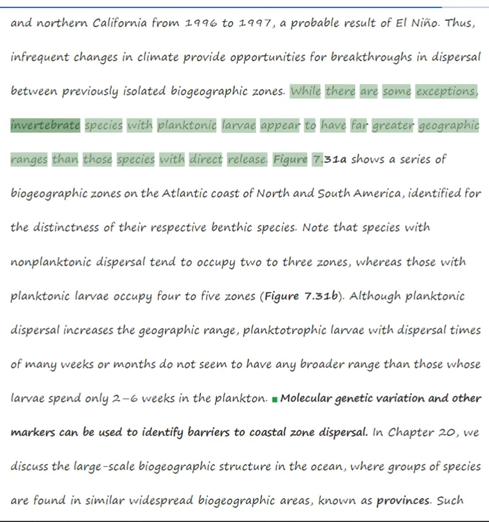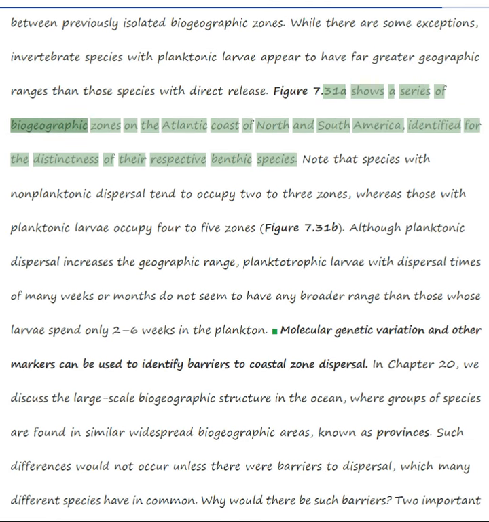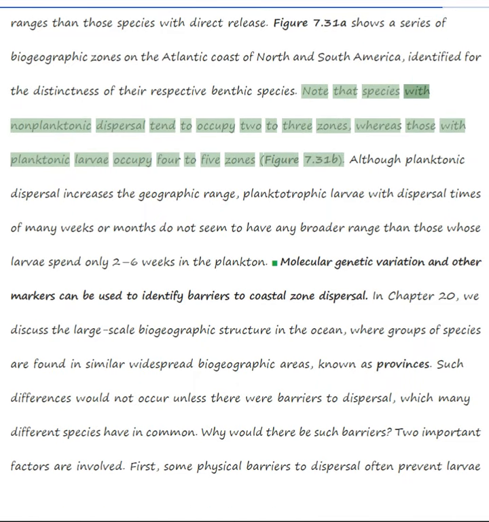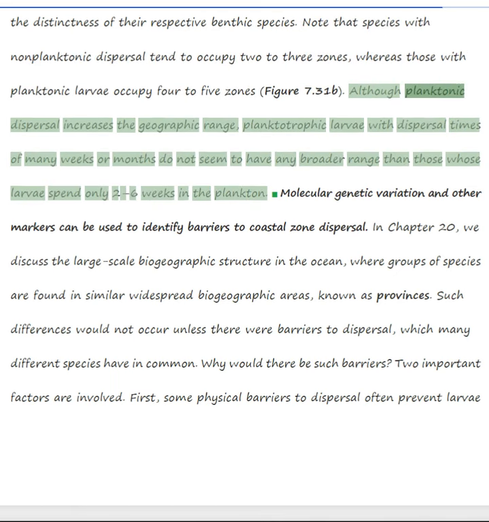While there are some exceptions, invertebrate species with planktonic larvae appear to have far greater geographic ranges than those species with direct release. Figure 7.31 shows a series of biogeographic zones on the Atlantic coast of North and South America, identified for the distinctness of their respective benthic species. Note that species with non-planktonic dispersal tend to occupy 2 to 3 zones, whereas those with planktonic larvae occupy 4 to 5 zones. Although planktonic dispersal increases the geographic range, planktotrophic larvae with dispersal times of many weeks or months do not seem to have any broader range than those whose larvae spend only 2-6 weeks in the plankton.